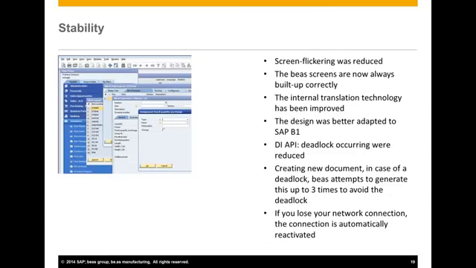In major transaction processes, beas attempts to generate the transaction up to 3 times, also in the event of a deadlock, meaning that should a deadlock occur, beas will attempt 3 times to generate that transaction. If the network connection drops, it will automatically be reactivated as soon as beas is able to do so. In general, a lot of work is put into stability and also into performance.